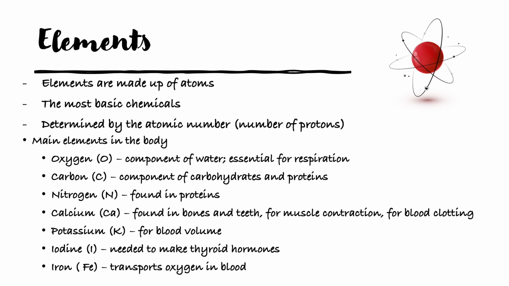Another element in the body is going to be iodine. This is needed to make thyroid hormones that we need for our metabolism. And then there's going to be iron. Iron, we use the symbol Fe. Iron is so important. It transports oxygen in the blood.